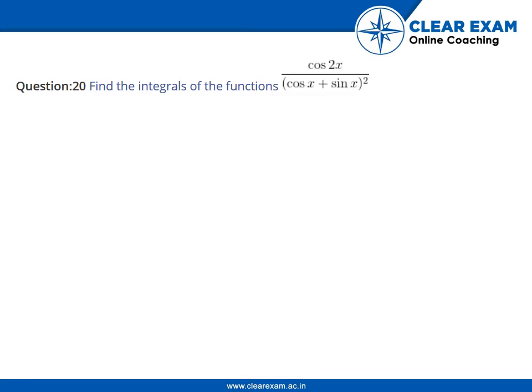Hello guys, welcome back to another question from the chapter integral functions, and let us see what we have to integrate today. So we get a function as cos 2x divided by (cos x + sin x) raised to the power 2. So how do we approach this problem? Let me show you how to do it.